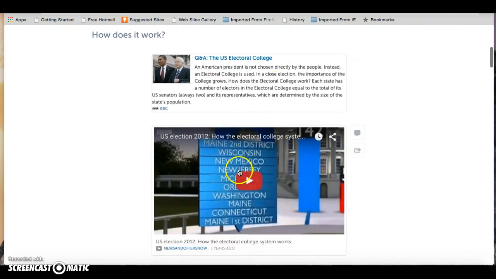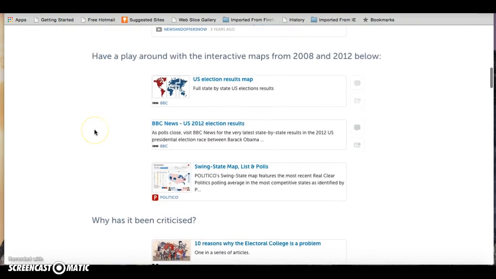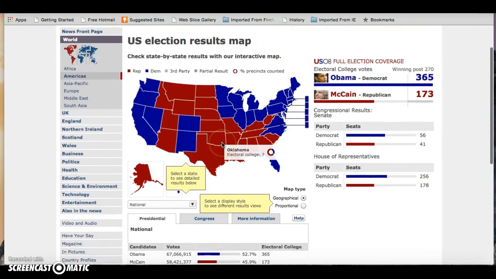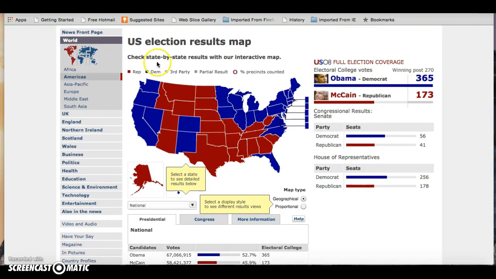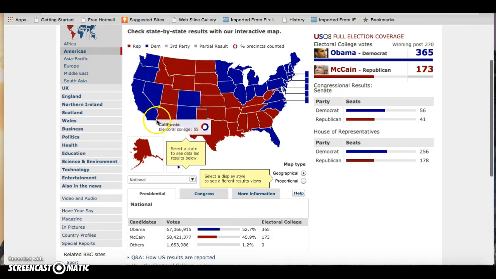But if you've made some decent notes, have a watch of this video, then come down to this bit, okay, and we'll have a play with the map. Now, I like the 2008 map. It works quite nicely. So, as you can see, the country does not just vote and then the winner gets the presidency. We have the country split up into the 50 states.